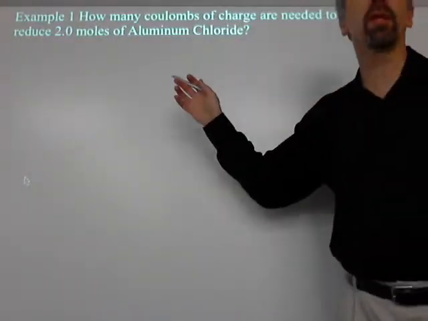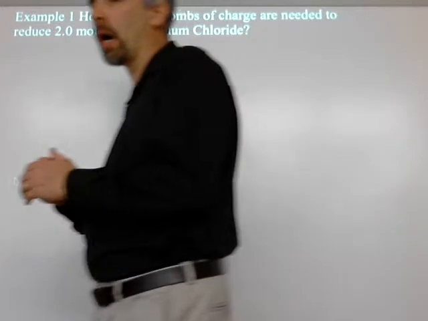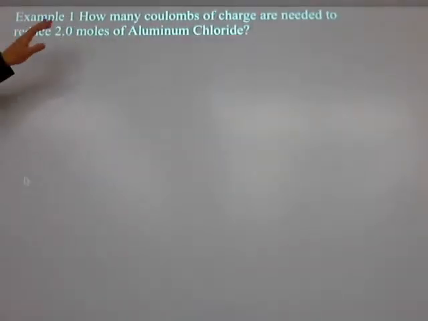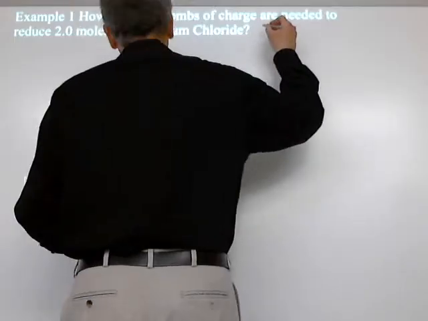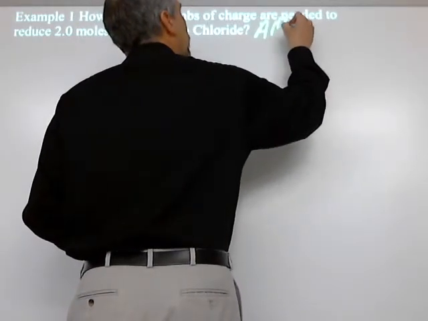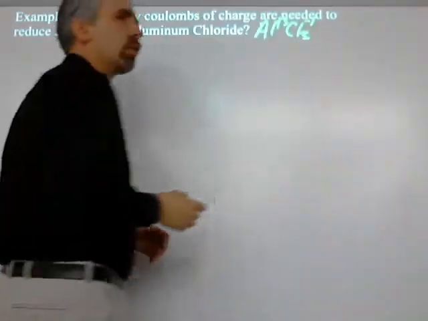All right, now here, the first thing I'm going to do, and you should do this with every problem, is write down the species being changed the way they want. It asks about reducing aluminum chloride. So you have to write that formula correctly and see how many equivalents there are, what the charges of these ions are. Aluminum chloride looks like this: Al with a +3, Cl with a -1, AlCl3, right?